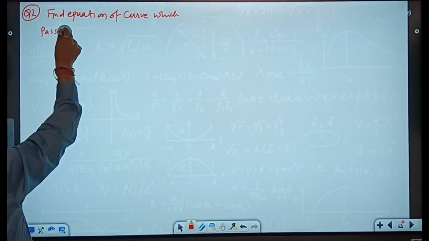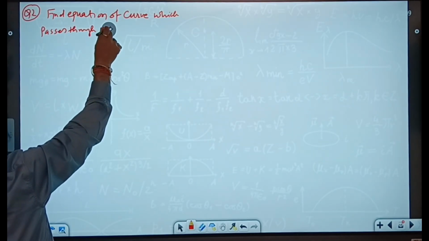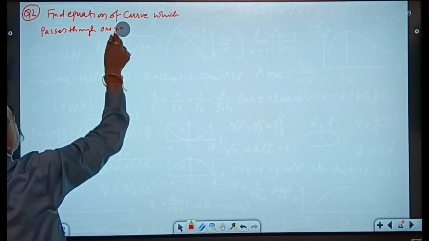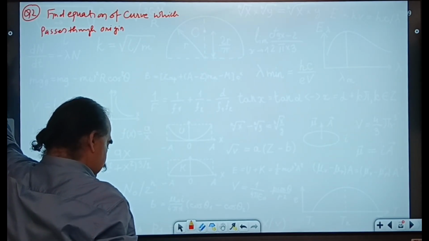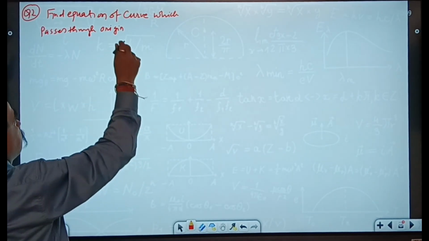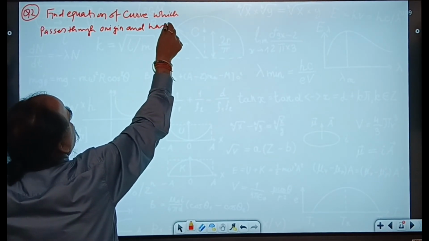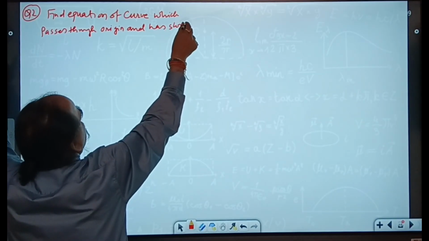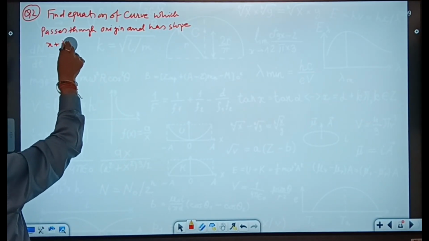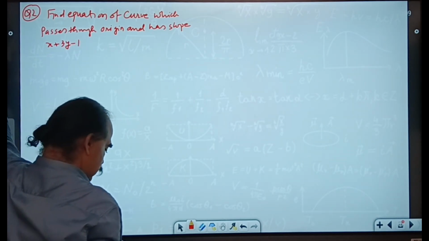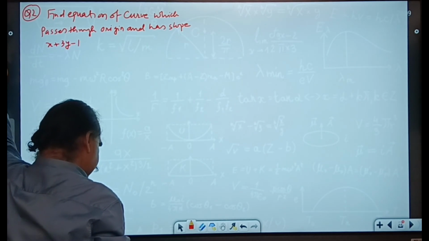Find the equation of the curve which passes through origin and has slope x plus 3y minus 1 at any point (x, y) on it.